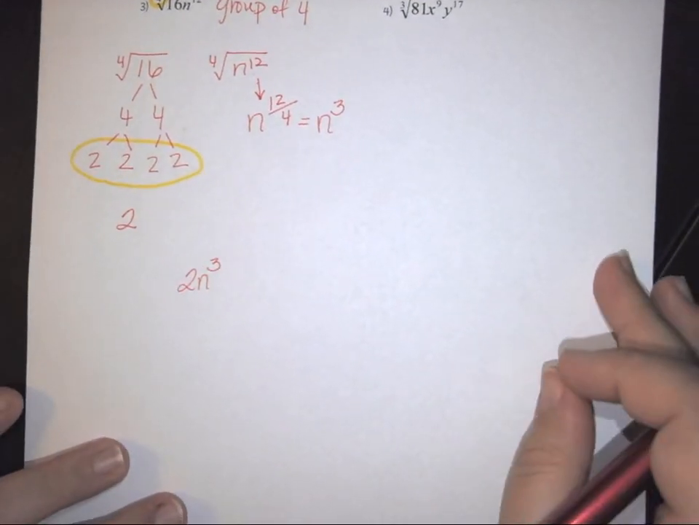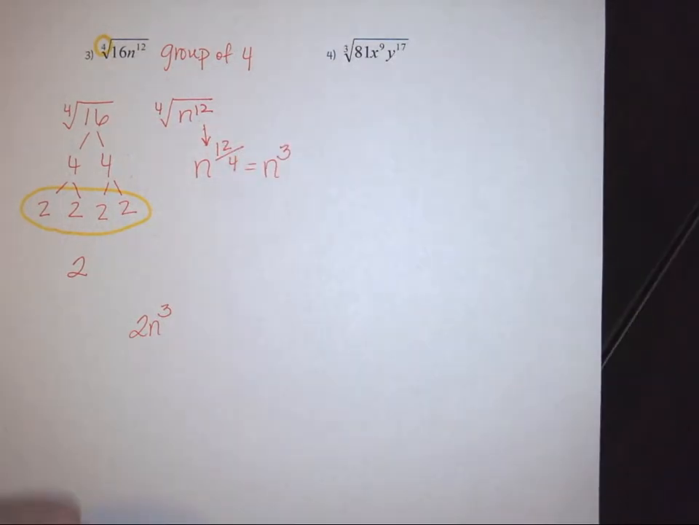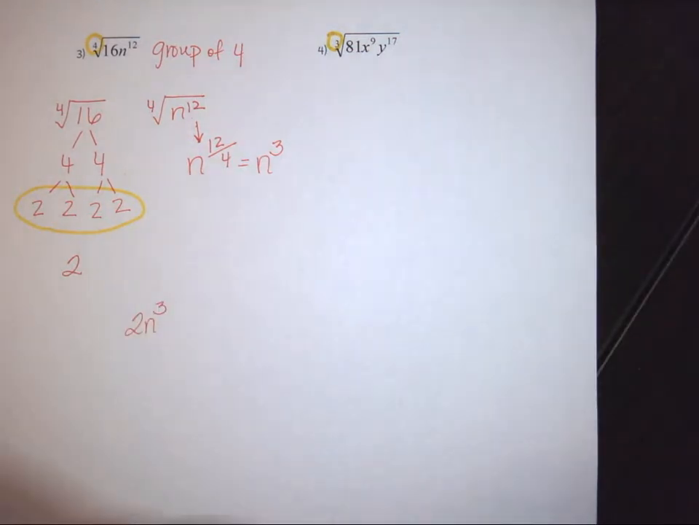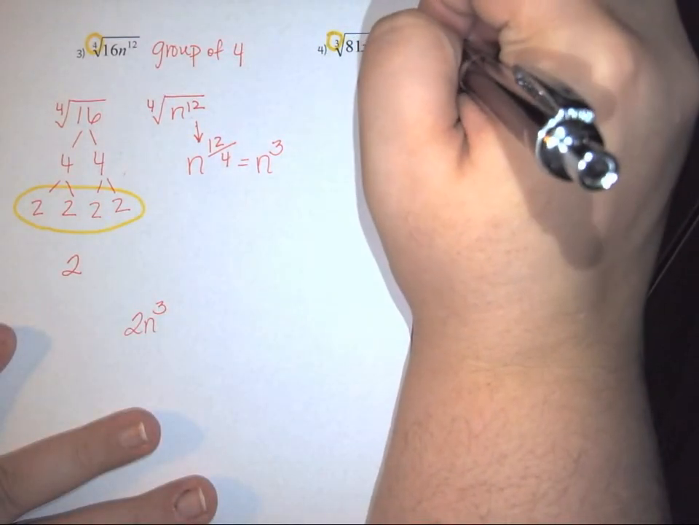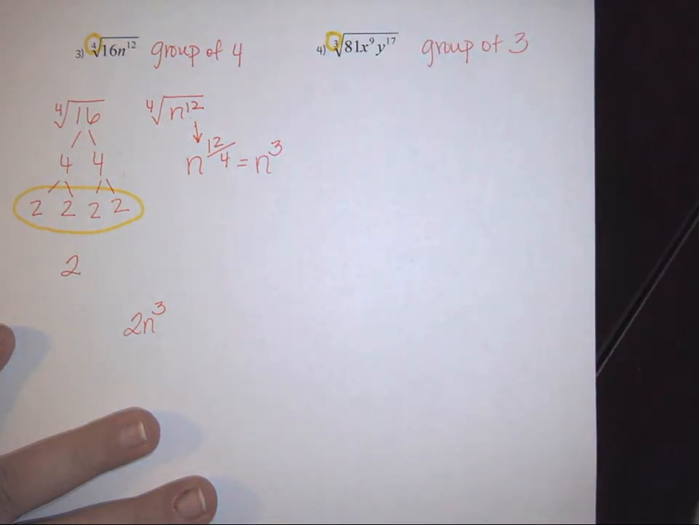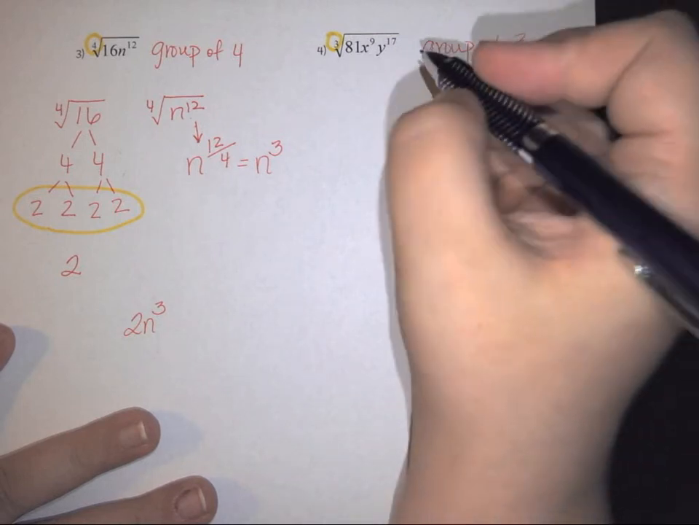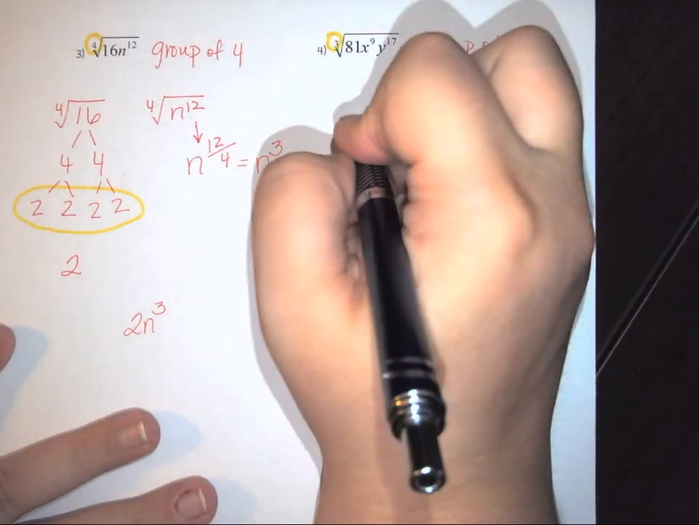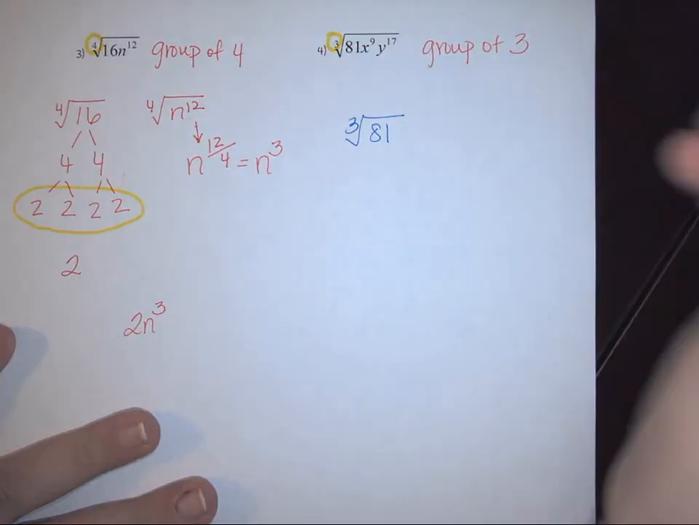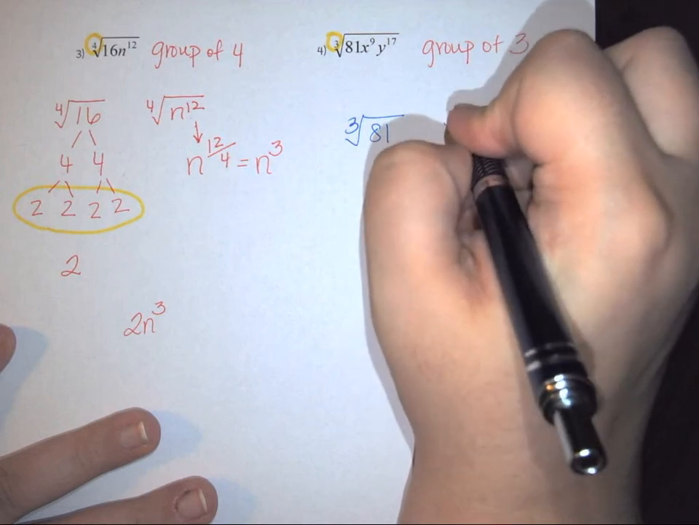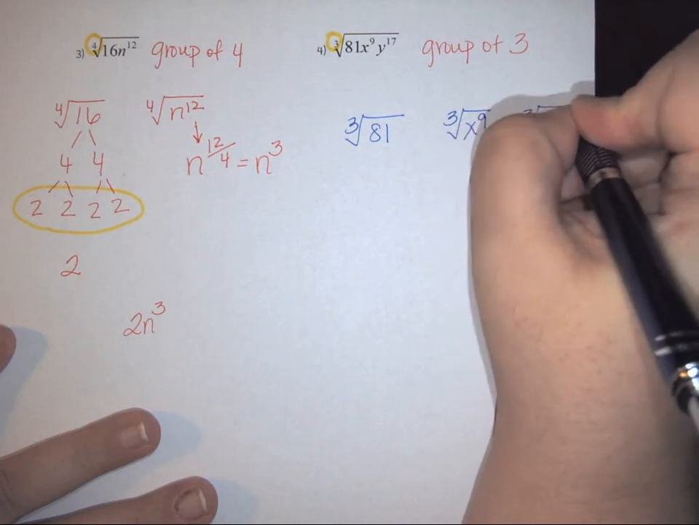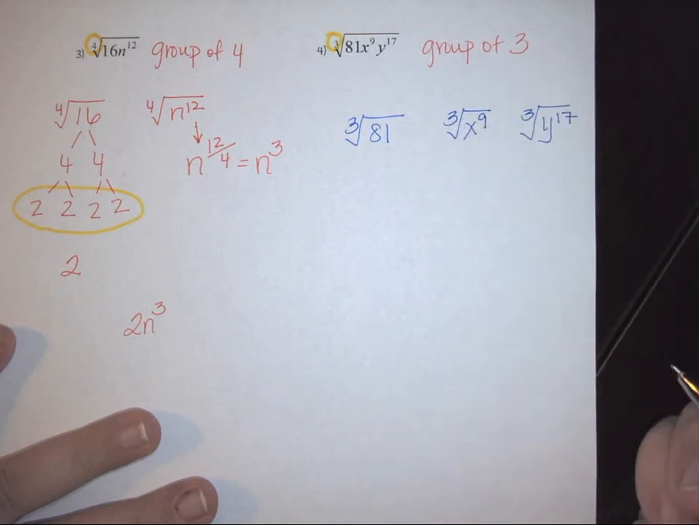Now let's look at one that maybe wasn't quite the same. Notice this next one has an index of 3. An index of 3 says I'm looking for a group of 3. So just like before, I'm going to break everything down bit by bit. So I have the cube root of 81, the cube root of x to the 9th, and the cube root of y to the 17th.